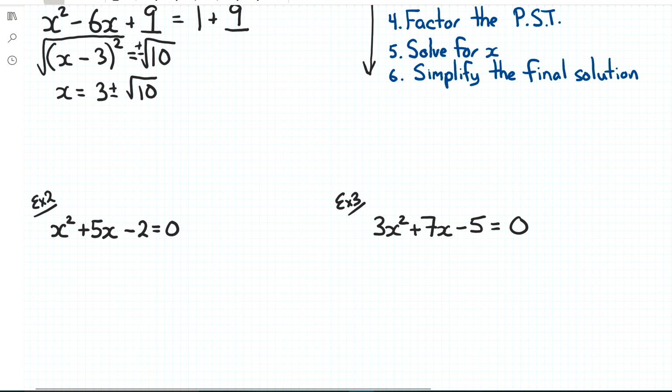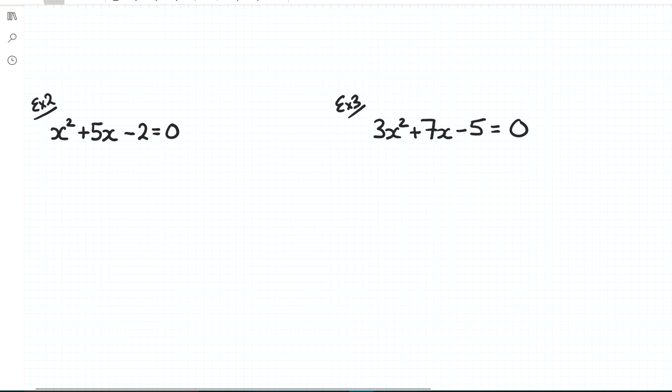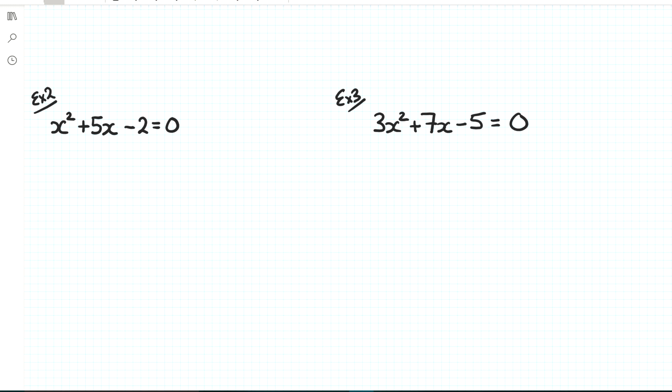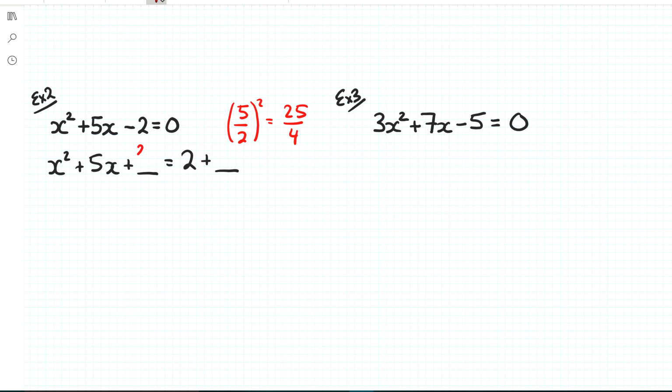In the next two examples, we'll see that the b value being odd can make the question a little bit trickier. So we're going to take x squared plus 5x plus a number equals 2 plus the number. So we take the b value, which is 5, we divide it by 2, and then we square it. And that will give us 25 over 4. So we'll add 25 over 4 to both sides of the equation.